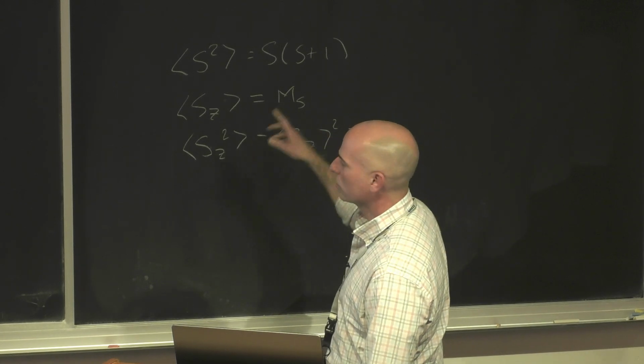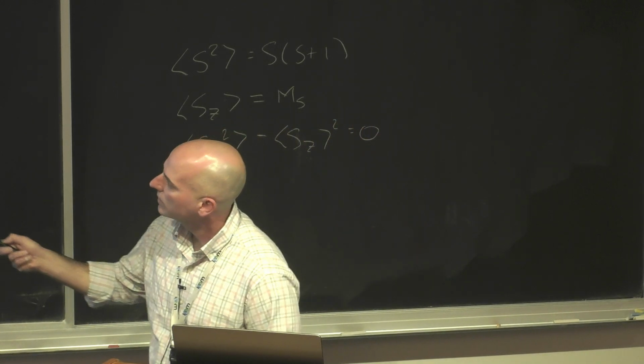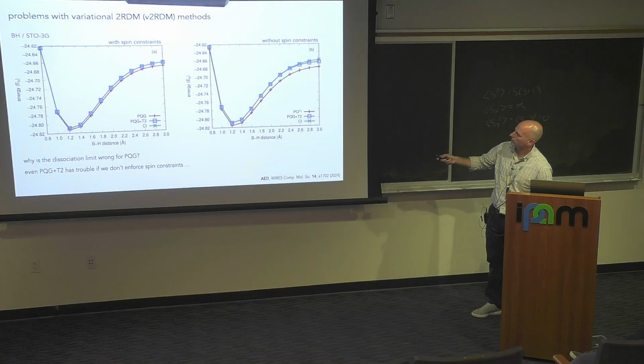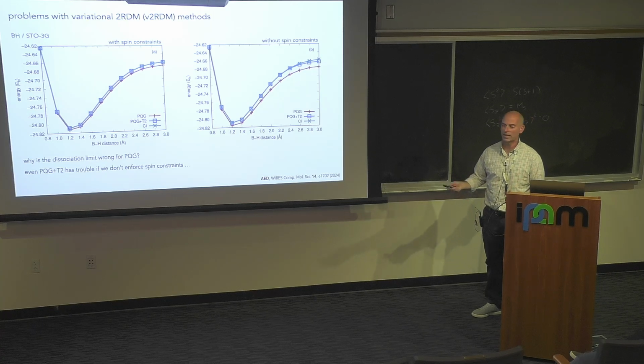If I lift these constraints, then I see that the answer is worse in both cases, the PQG and PQG T2 case. And now the dissociation limit is wrong, even with 3-particle conditions. That seems quite bad, because this is a really expensive calculation.